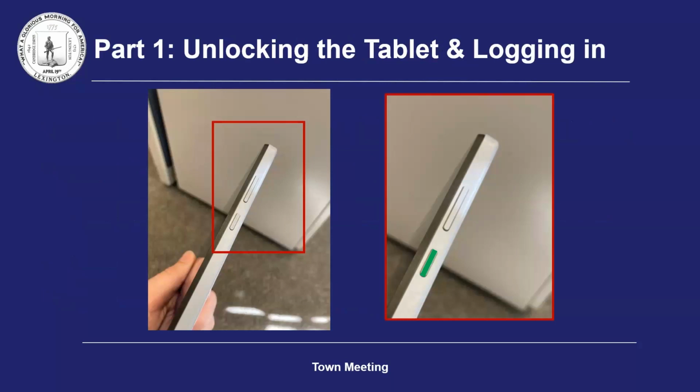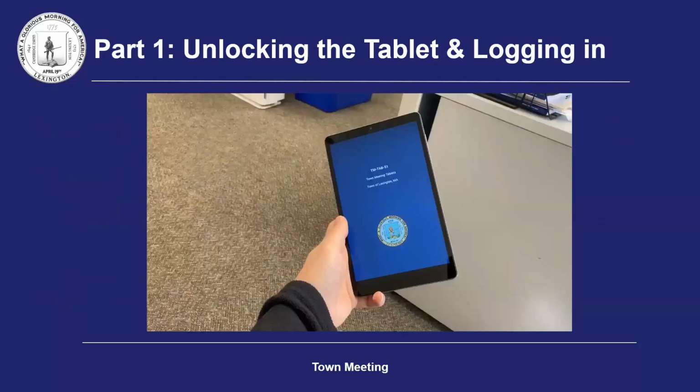When you receive your tablet, you will need to unlock the device. There are 2 buttons on the side of the tablet. By pressing the smaller button, shown in green on the video, the screen will light up. To unlock the tablet, swipe upwards from the bottom of the touchscreen.